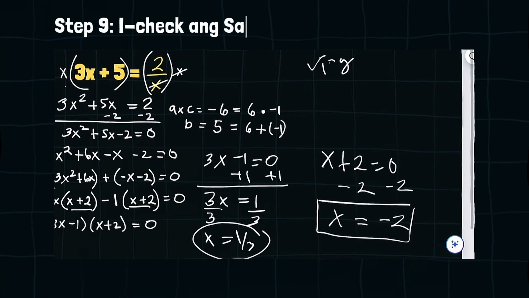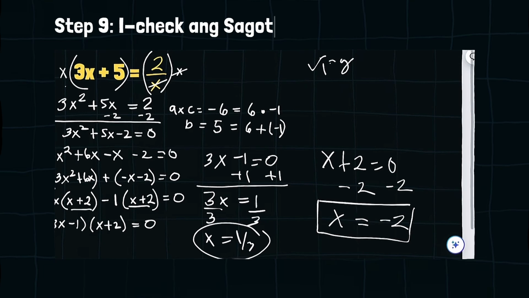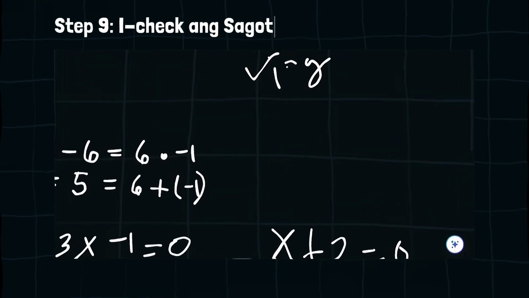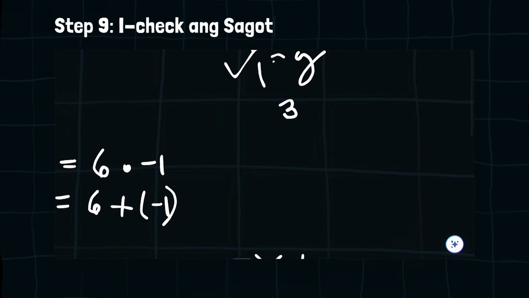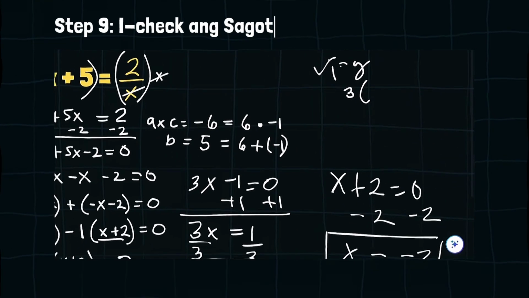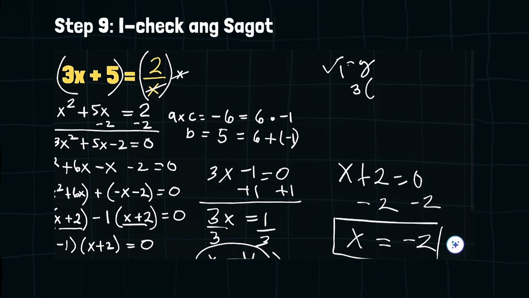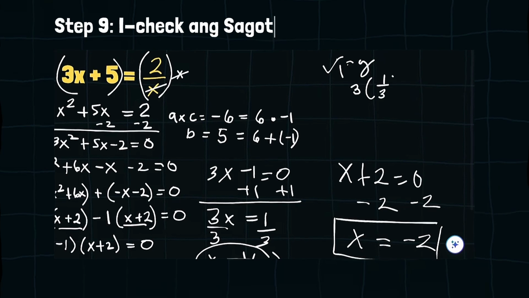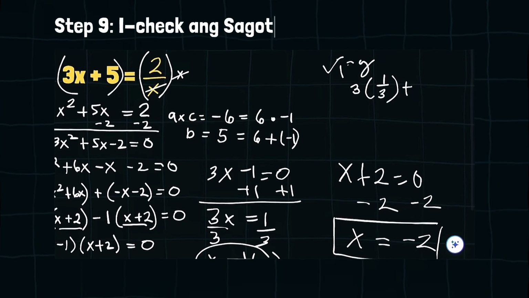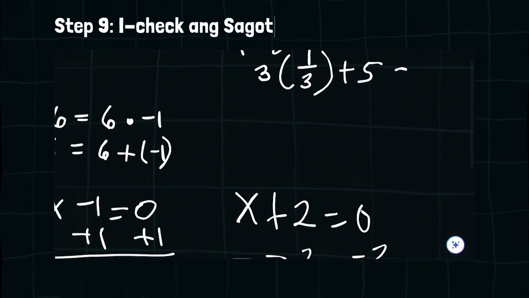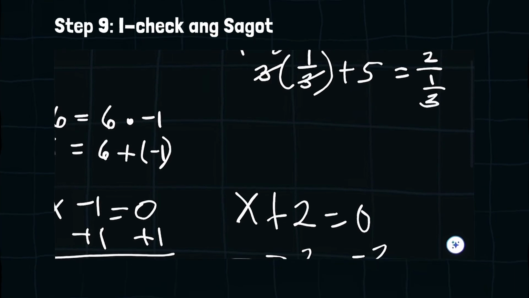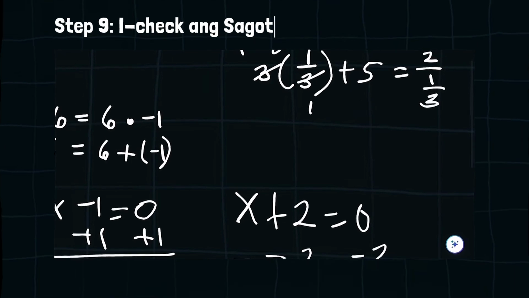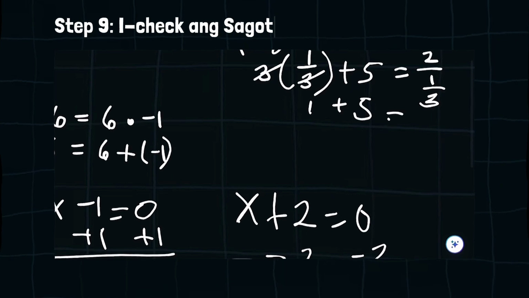Step 9. I-check ang sagot. Kailangan natin i-check ang parehong sagot sa original na equation. 3x plus 5 equals 2 over x para siguraduhin na tama. Pag-check ng x equals 1 over 3, ilagay ang x equals 1 over 3 sa original na equation. So we have 3 times 1 over 3 plus 5 equals 2 over 1/3. On the left, we cancel 3 because it gives us 1. So the remaining is 1 plus 5.